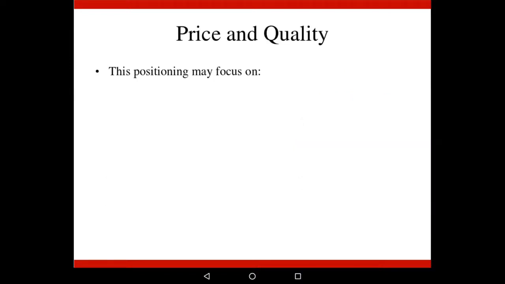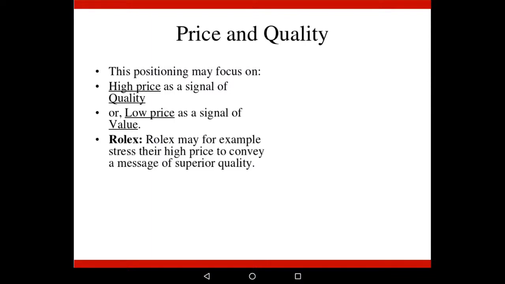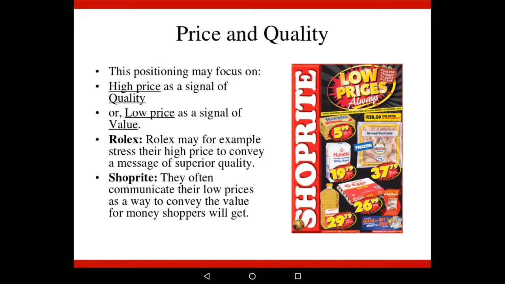Then we have price and quality. This positioning may focus on the high price as a signal of quality or low price as a signal of value. So Rolex, for example, may stress their high price to convey a message of superior quality, whereas ShopRite often communicate their low prices as a way to convey value. So you will always see ShopRite ads with low prices on it, and then there will be that tagline which says low prices always. Okay? To stress you're getting value for money from us.